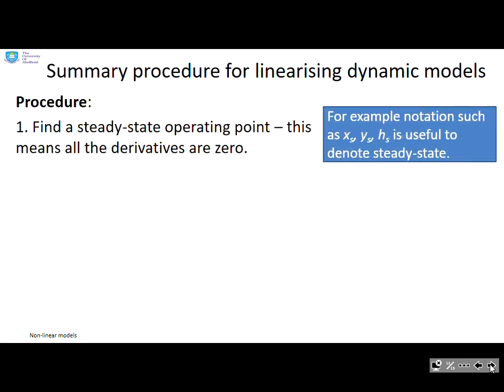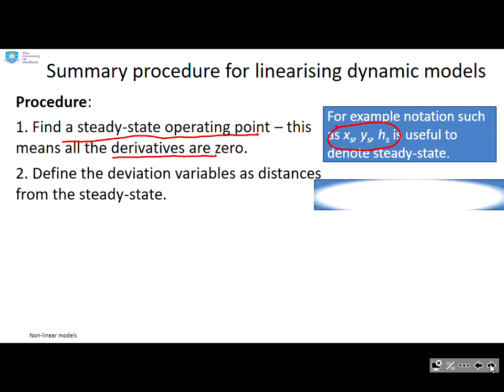Summary procedure then for linearizing dynamic models. First thing you do, and this is really important, is you find a steady state operating point. That means all the derivatives have to be zero. And then use some notation. It's quite common to see notation like a subscript s, the s for steady state, to denote the steady state operating point. Then define deviation variables as the distances you are from steady state. So you can see deviation variable delta y is y minus ys. How far is y away from the steady state?